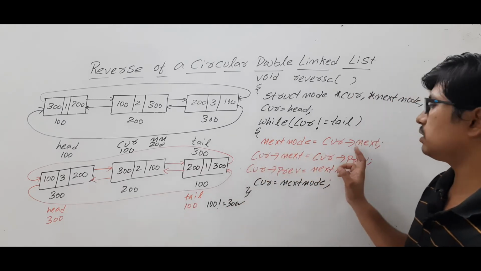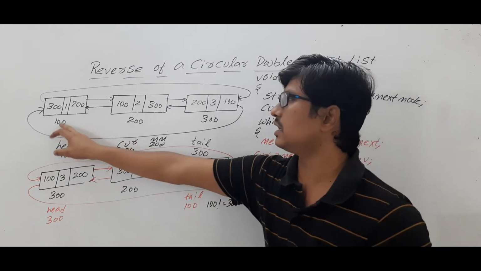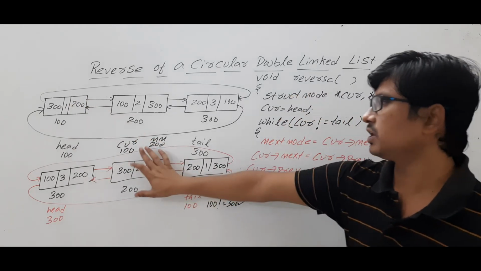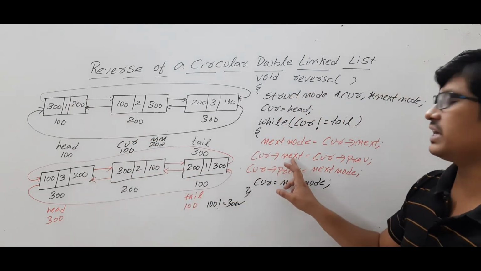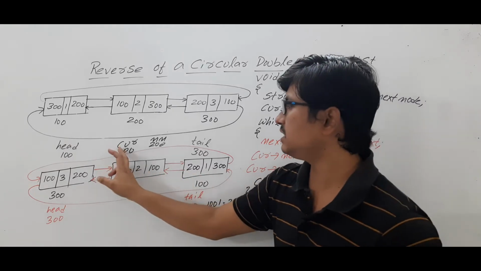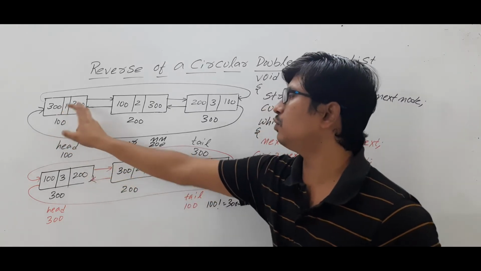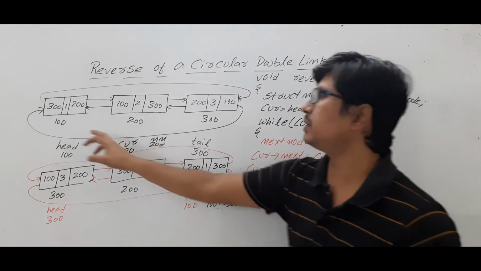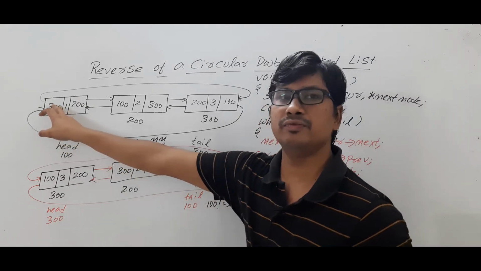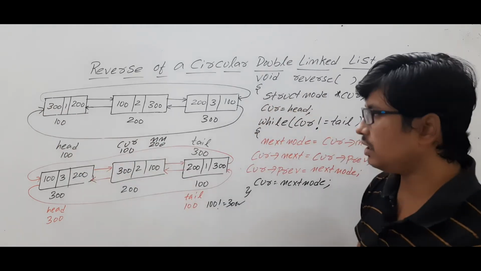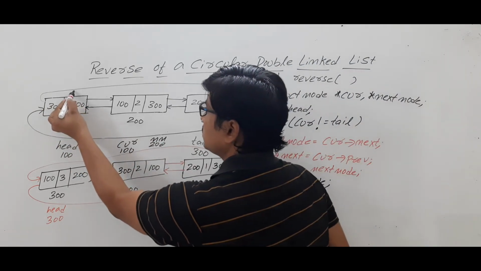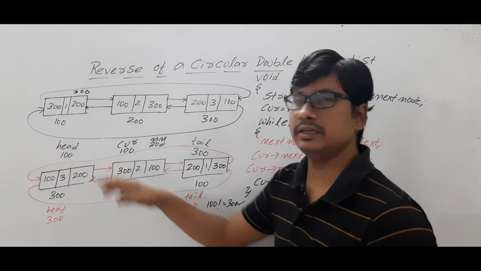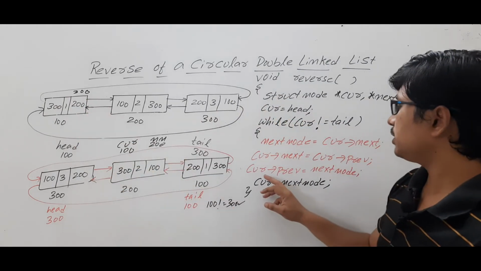Next node is equal to current of next. Current is 100, 100 of next is 200, that you are assigning to the next node. Good. Current of next means 100 of next is equal to what you are writing? Current of previous. Current of previous means 100 of previous is 300. So you are assigning the 300 value here. I hope you are able to understand. Is it clear?